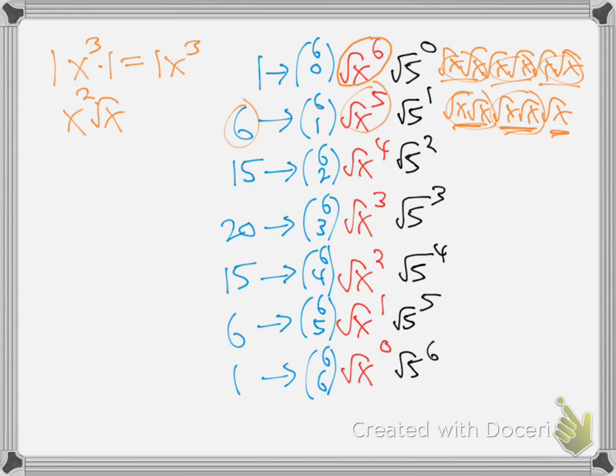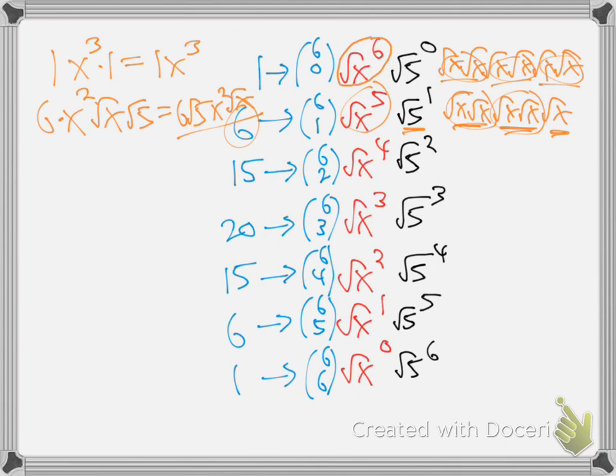The number in the front is a 6. The number in the back is root 5. So usually we just put the numbers together. So 6 root 5 x squared root x. That's the second term. 6 root 5 x squared root x.